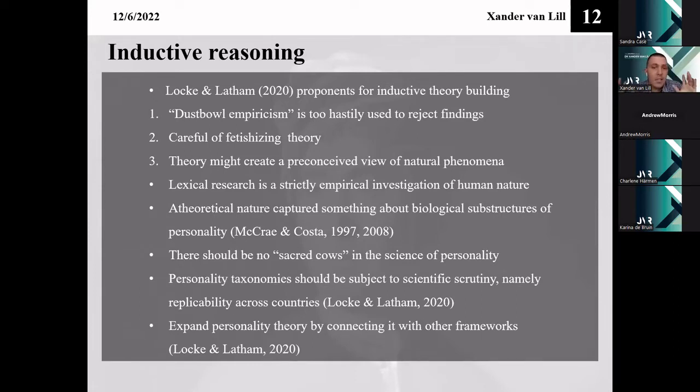But with that said, even something like the 5-factor model or the 2-factor model, we'll get to that a bit later, there are no sacred cows in personality psychology. Even something like the 5-factor model needs to be subjected to empirical scrutiny and replications across the world before we can make any claims about its universal truth. Any personality taxonomy should still be subject to scientific scrutiny, and that, of course, should include its replicability across different countries.